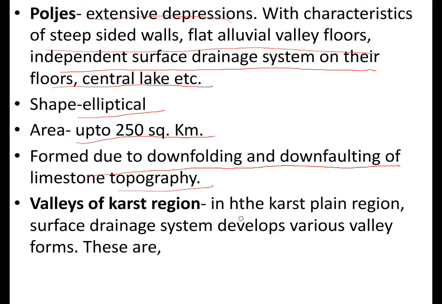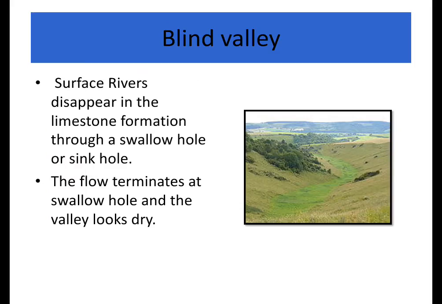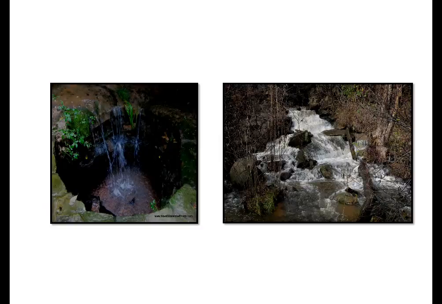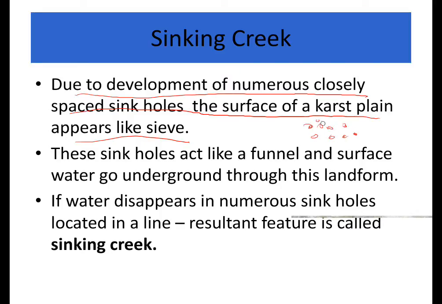Valleys of the karst region: in the karst plain region, the surface drainage system develops various valley forms. The main valley forms are called sinking creek, blind valley and karst valley. Sinking creeks are developed due to development of numerous closely spaced sinkholes. The surface of the karst plain appears like a sieve. Sieve means, suppose closely developed small sinkholes are there, then this region appears like a sieve.